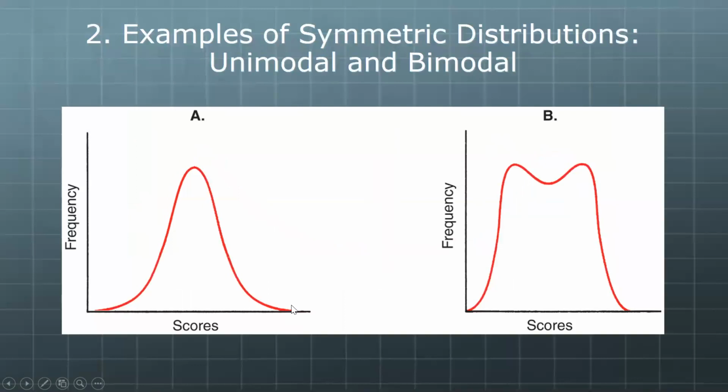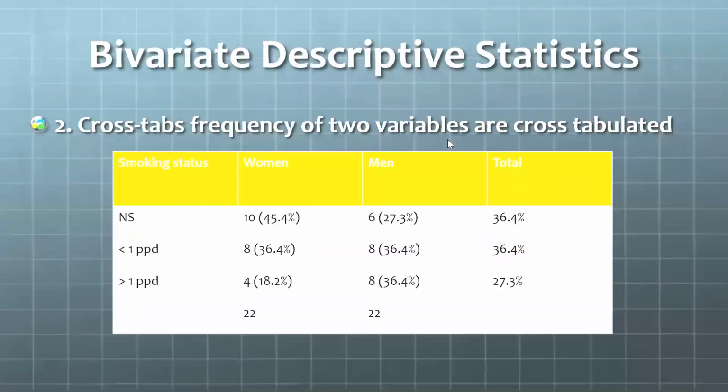All right, and then here we have unimodal and bimodal. Unimodal means there's simply one bump in your frequency, and bimodal means there's two. So pretty easy, but you will see descriptions of data using these terms, unimodal and bimodal.